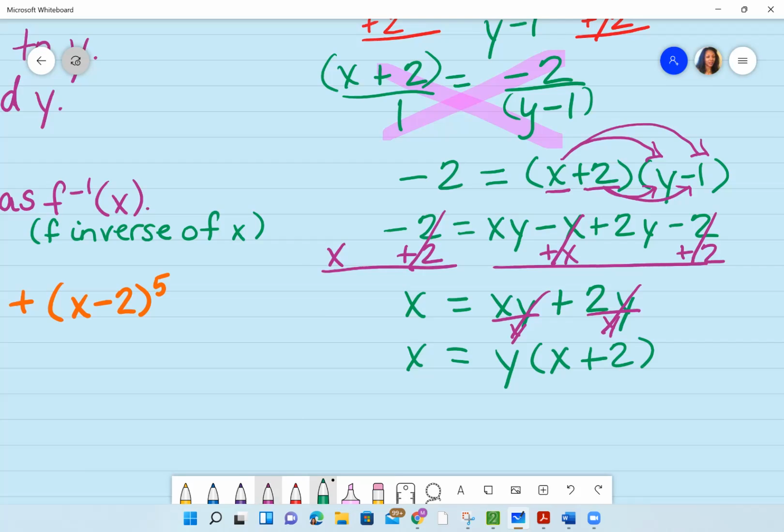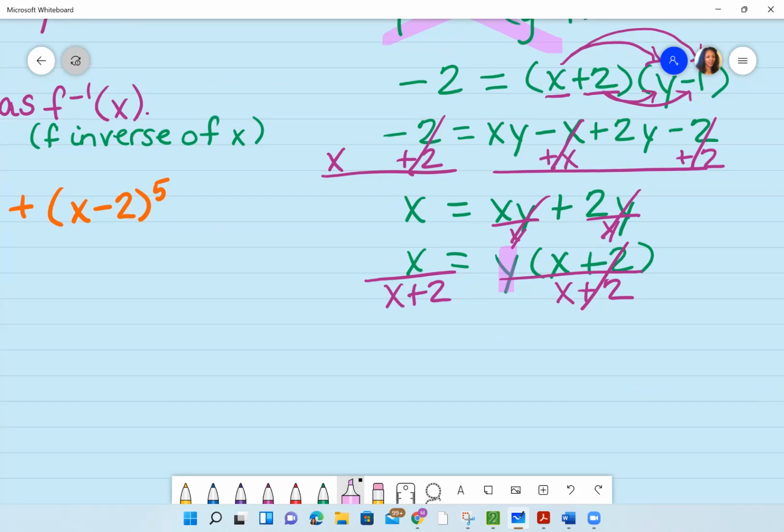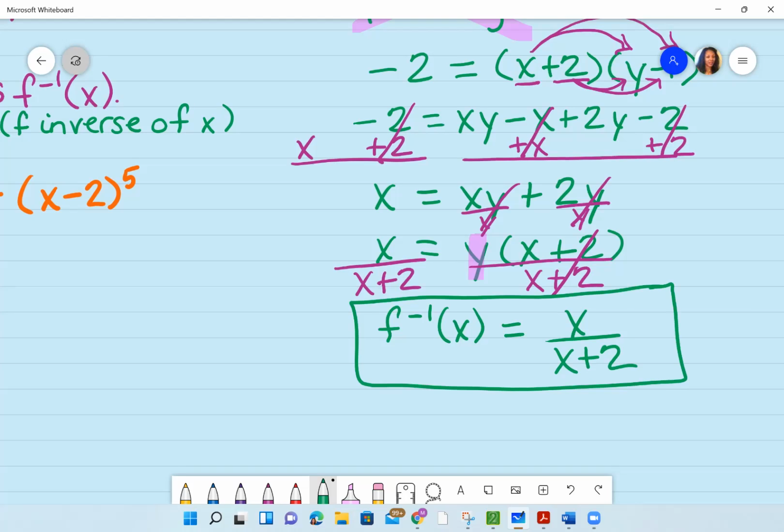Y is not by itself. What's stopping it from being by itself? This entire expression, x plus 2. So what I want to do is divide it so it'll go away. What I do to one side, I do to the other. So now y is by itself, but my directions ask me to rewrite it as f inverse of x. So that's what I'm going to do. And that becomes f inverse of x is equal to x over the quantity of x plus 2. That is how you find the inverse when your problem looks like this.